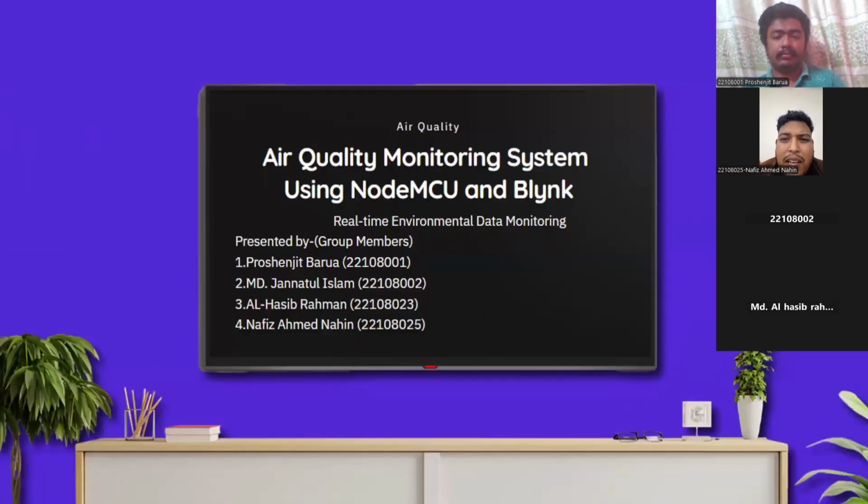Assalamu alaikum everyone. My name is Nafis Ahmed Nahin and my ID is 22108025 and my group members are Prosenjit Barua, MD Janatul Islam and Al Hasib Rahman. Today we are talking about an air quality monitoring system using NodeMCU and Blynk.